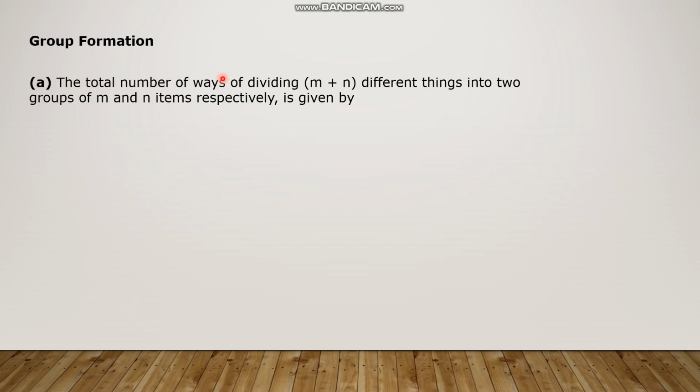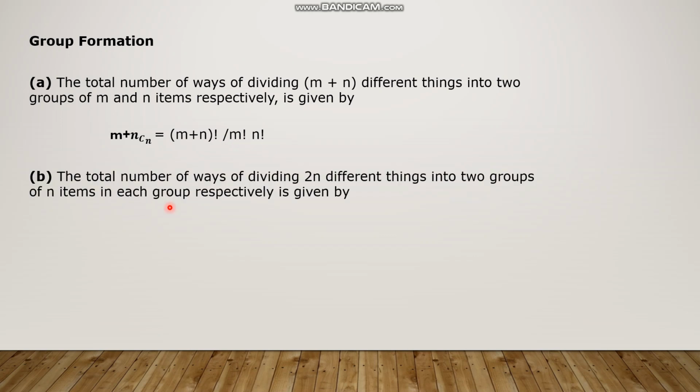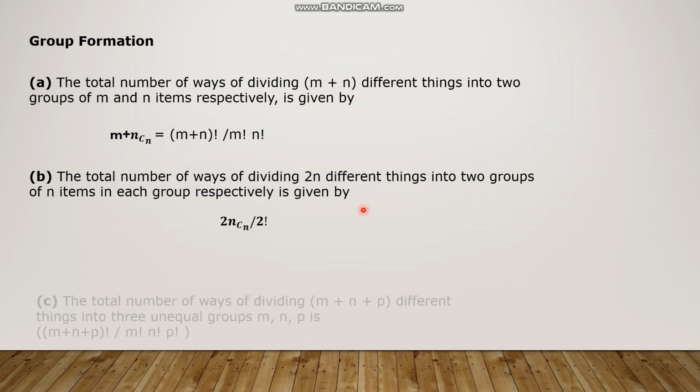Now there is one more concept called group formation. The total number of ways of dividing m plus n different things into two groups of m and n items respectively is given by (m plus n)Cn, which is nothing but the formula (m plus n) factorial by m factorial into n factorial. The total number of ways of dividing 2n different things into two groups of n items in each group is given by 2nCn divided by 2 factorial.